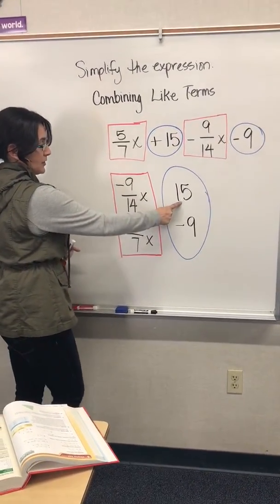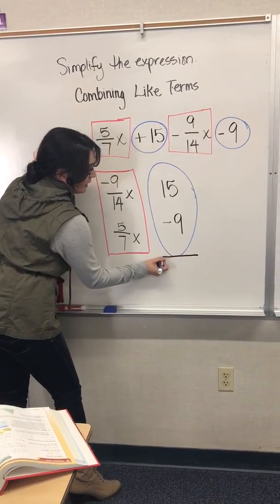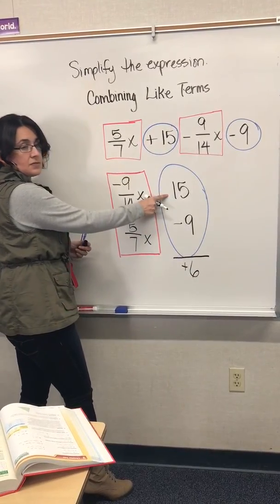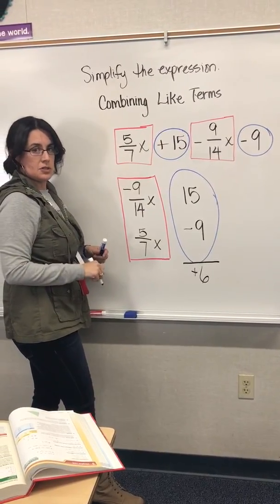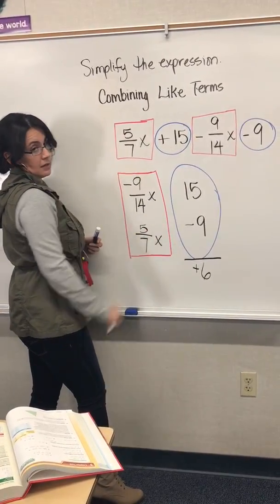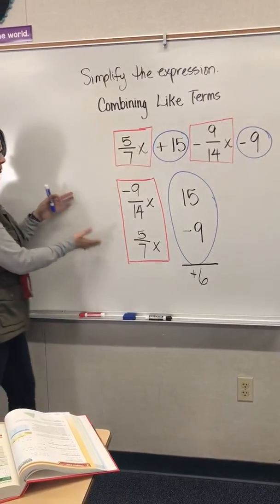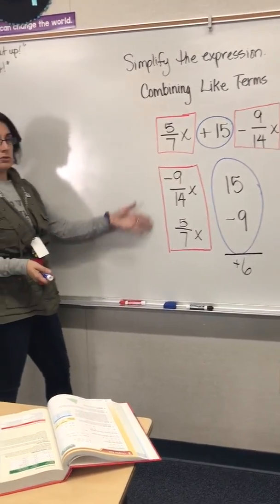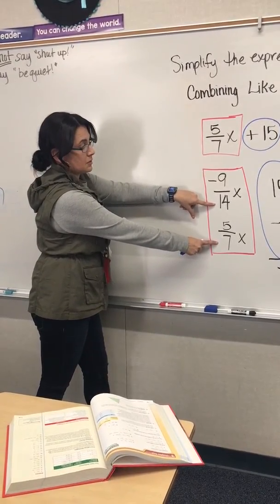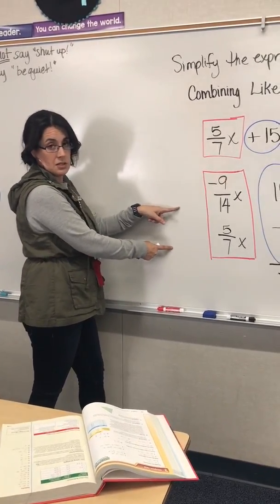So 15 take away 9, I go ahead and subtract that, and I get a positive 6, and it's positive because 15 has the greater absolute value. So I keep the sign of the integer with the greater absolute value, okay? So that will be a positive 6. So over here, with my fractional coefficients, the denominators are not the same. So what does that mean? That I need to write equivalent fractions with a common denominator.